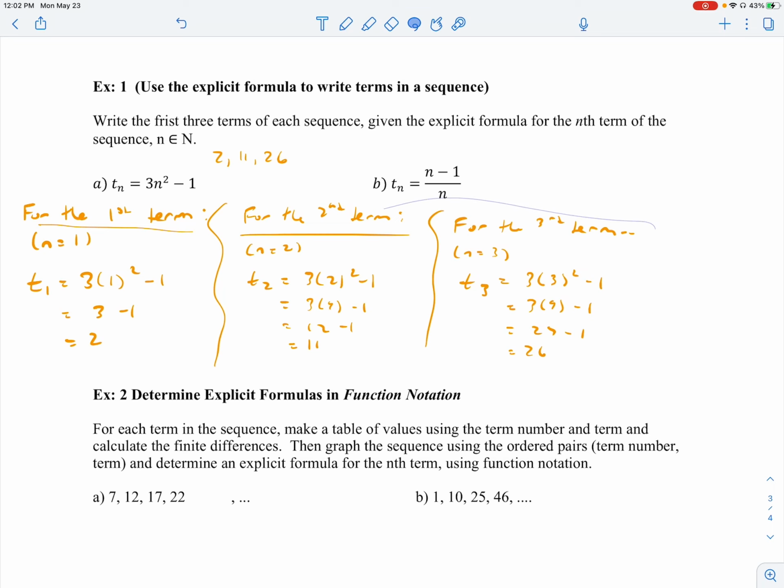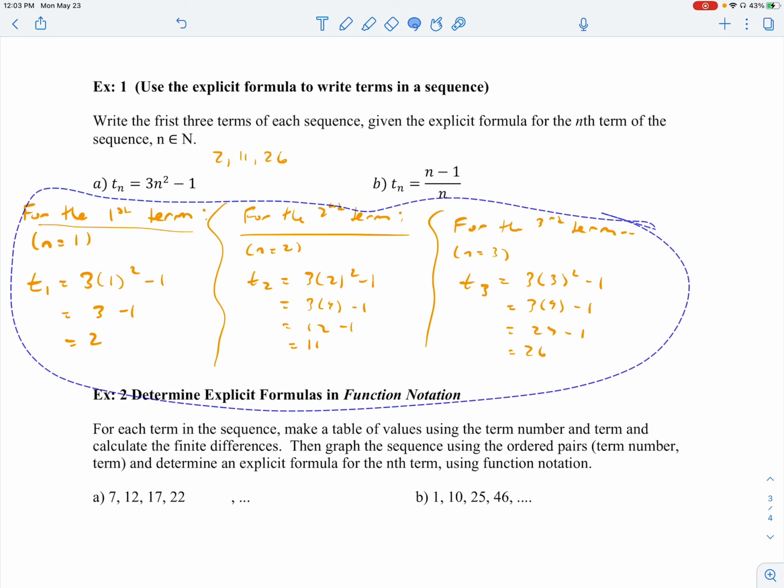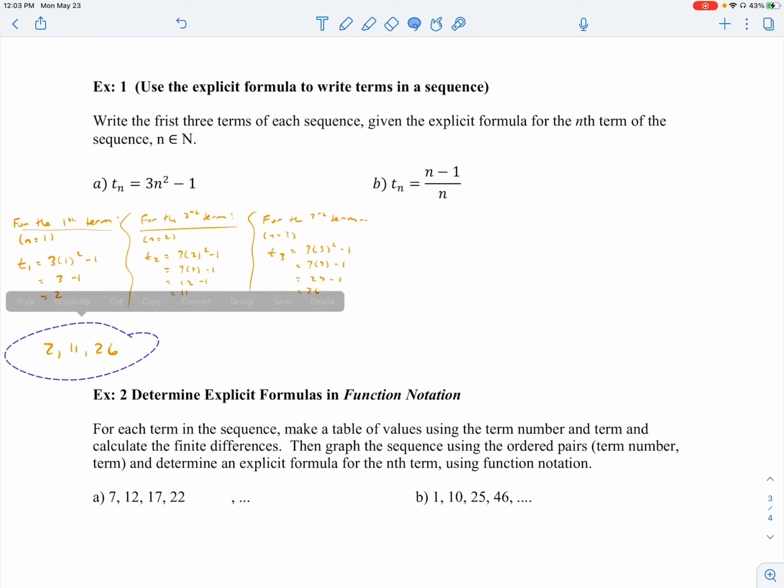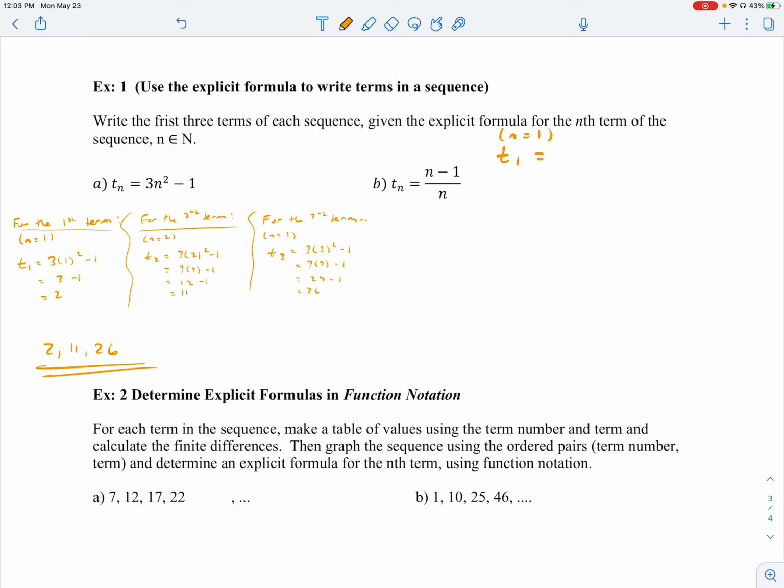Okay, I'm just going to shrink this so that we can do the next example. Probably move that under here. Okay, now for this one, we'll find the first term, substitute n equals 1. 1 minus 1 is 0 on the top. 0 over 1 is equal to 0. That's the first term.